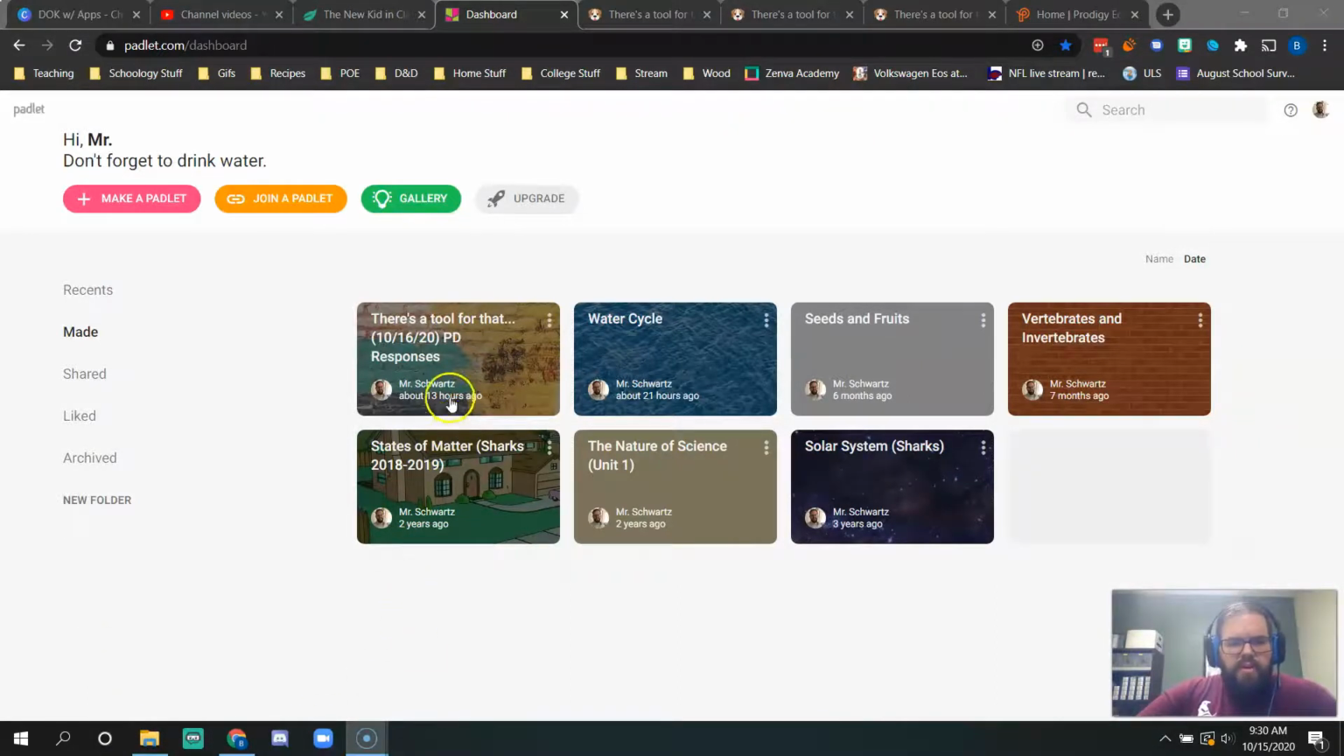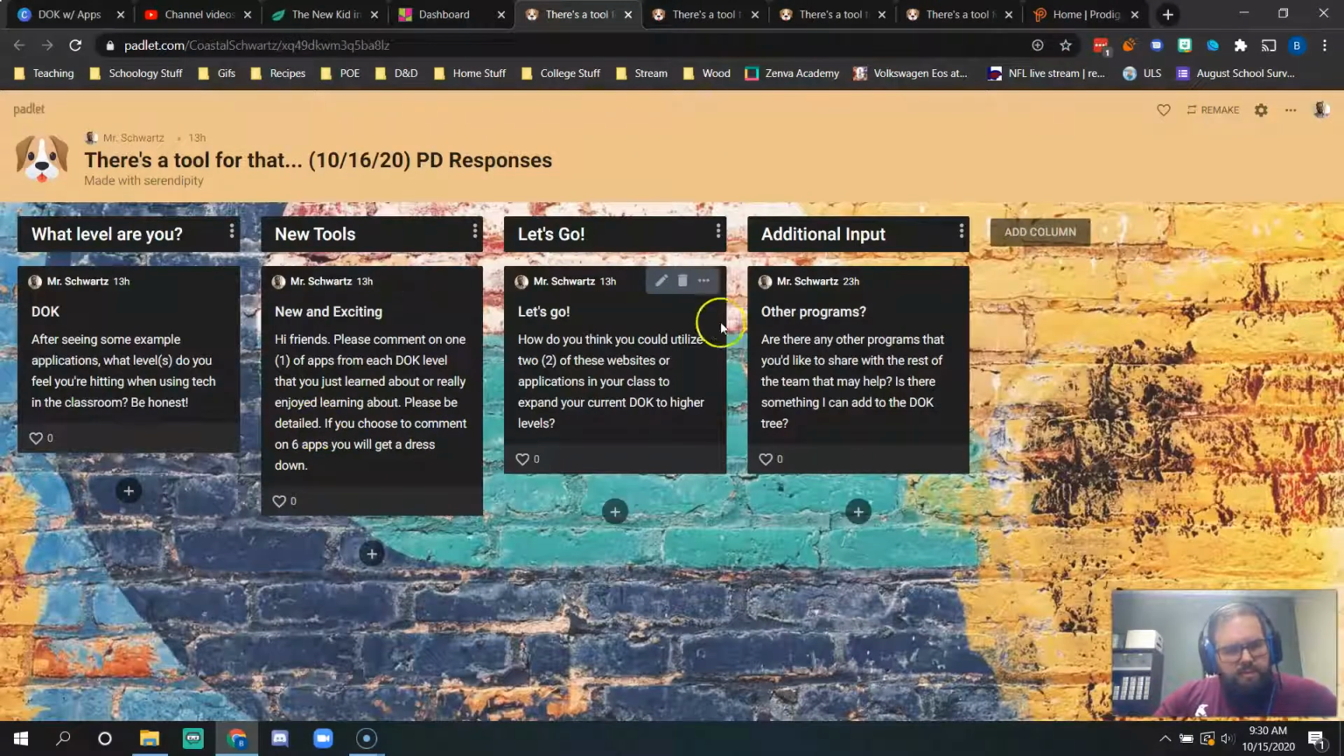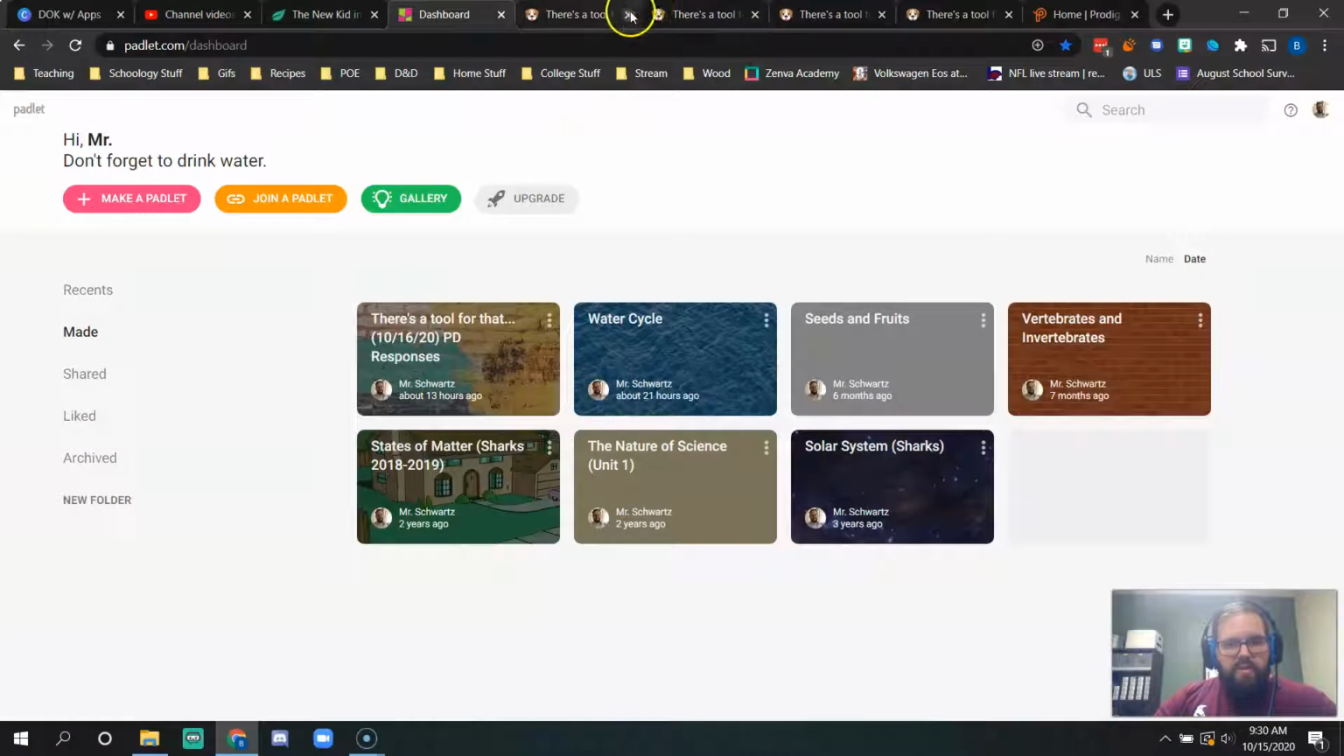So you could set up your Padlet similar to the way I've got the one set up for PD tomorrow, where I've got different categories or rows. Or, I'm sorry, not how I want them to be made, but what my expectations are and how I want you guys to respond. You do the same thing with your students. This is a great way to use Padlet. I've got a lot of Padlets open.